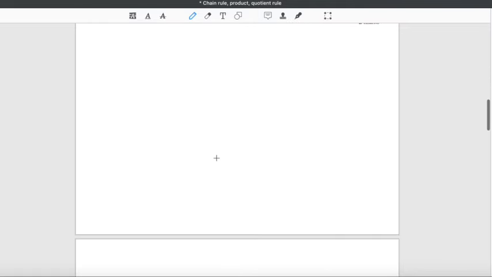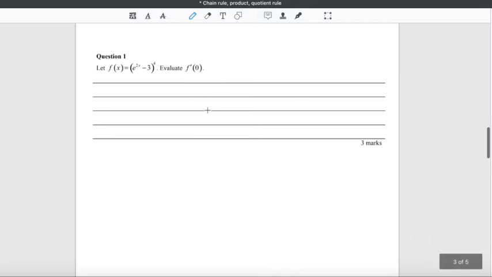Moving on to the next question here. It says, let f of x equal (e to the power of 2x minus 3) all to the power of 4. Okay, let's see if we can evaluate that. Again, this looks to me like it's going to be a double chain rule question. So let's see if we can go through that.